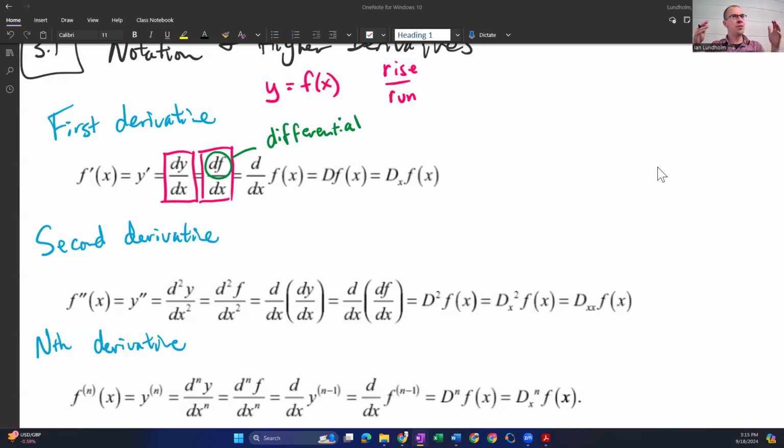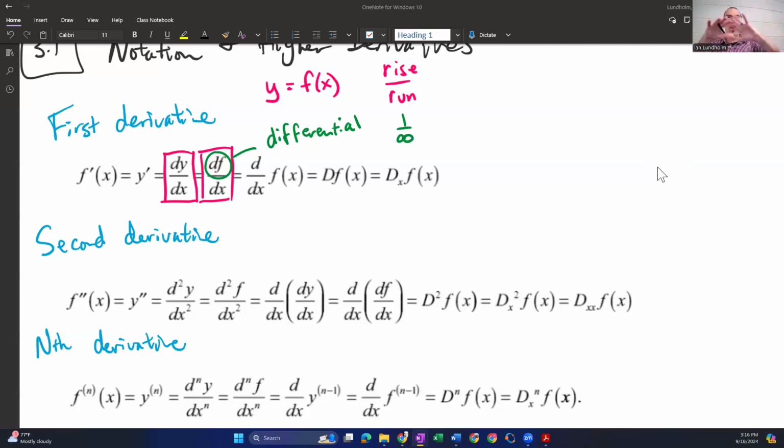Like back in Newton and Leibniz's day, these differentials were infinitesimals, meaning that they were like super, super, super small numbers. Like think 1 over infinity as being a super, super, super small number. It's weird to think about, but that's what we're doing.